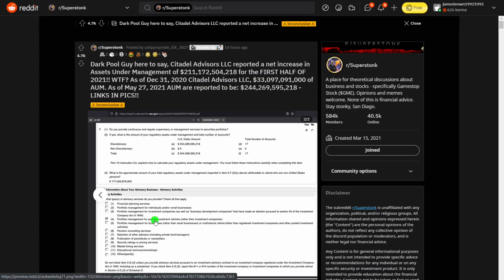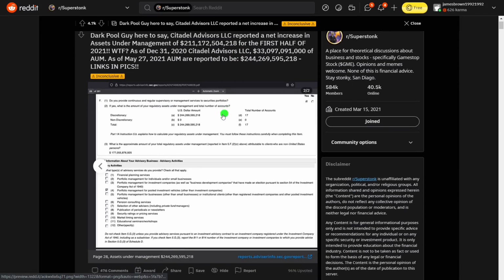But I think this is some pretty damn good information here. So, Dark Pool Guy says Citadel has reported a net increase in AUM, assets under management, of $211 billion, 172 million, 504,000, to $218 in the first half of 2021. Did I say that correctly? I think I did. So what happened there?